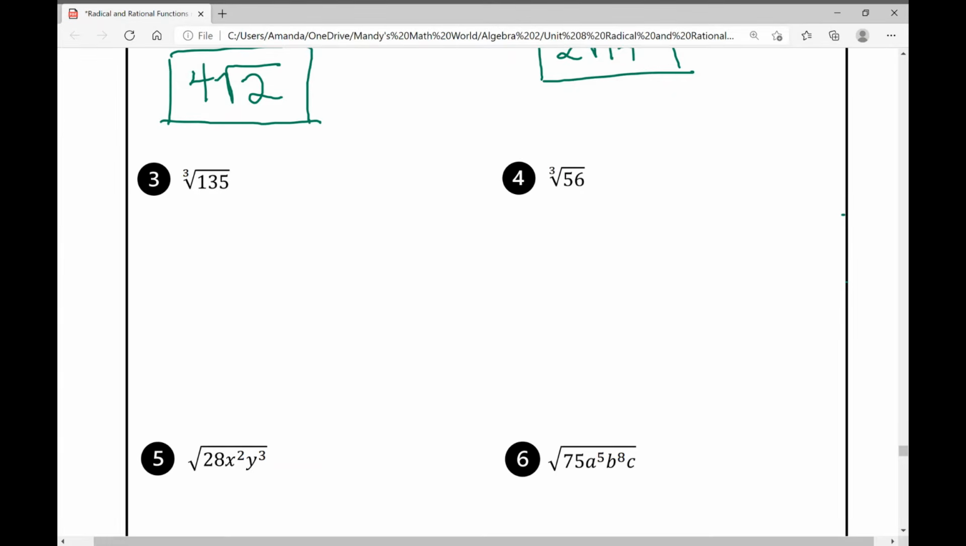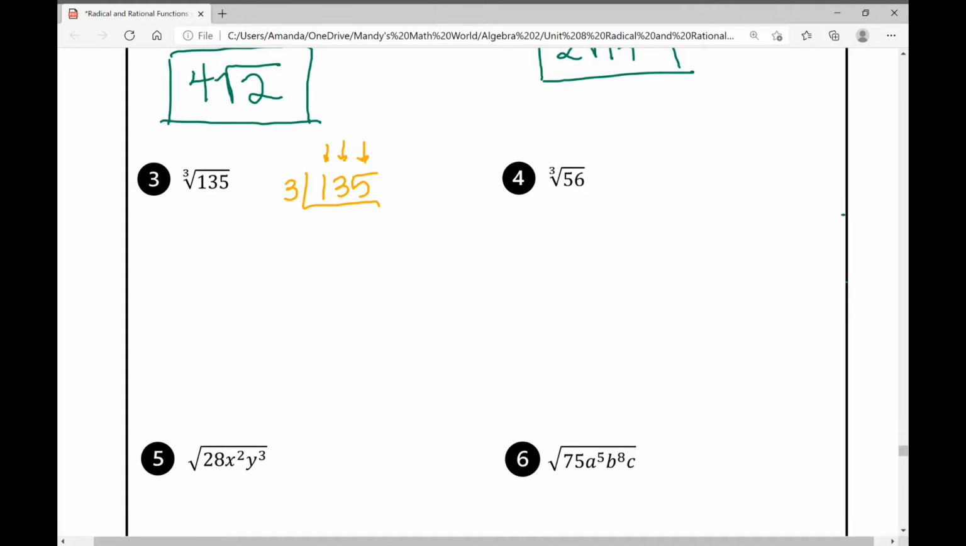What I like to do is some dividing. 135: well, 1 plus 3 is 4, 4 plus 5 is 9. 9 is divisible by 3. That's one of those divisibility rules. If you add up each of the digits, and that number is divisible by 3, then the number is divisible by 3. So 135 is divisible by 3, and I'm going to divide it by 3.